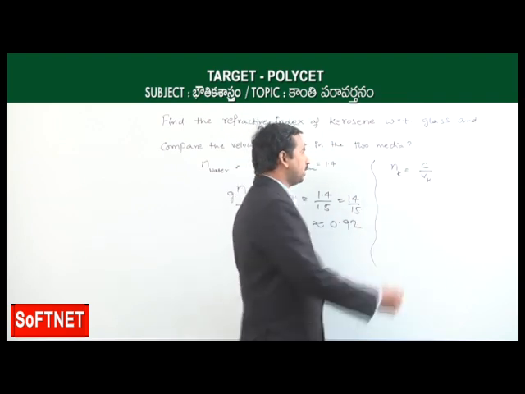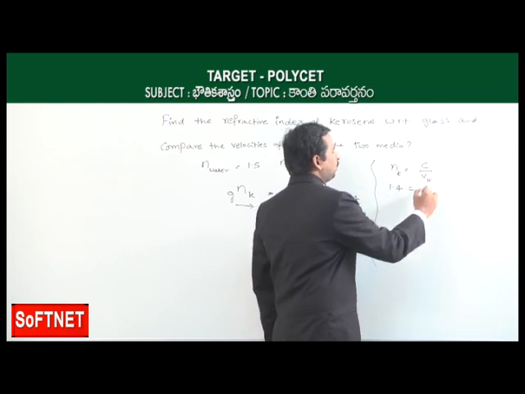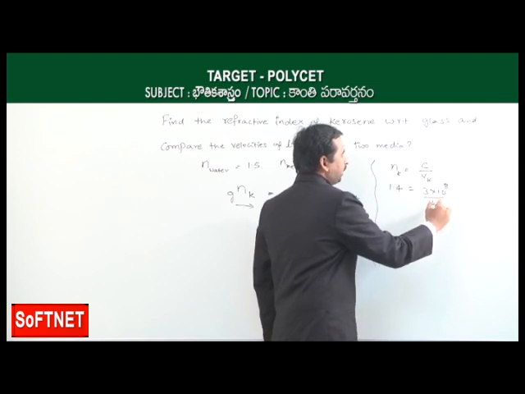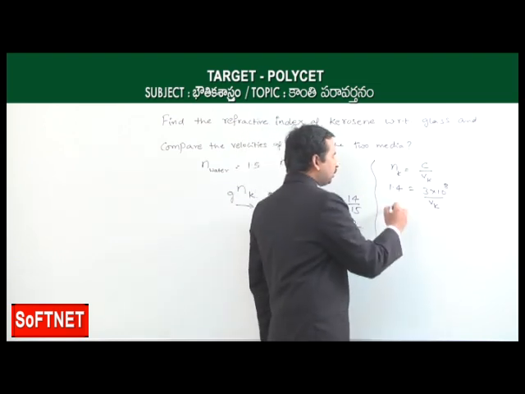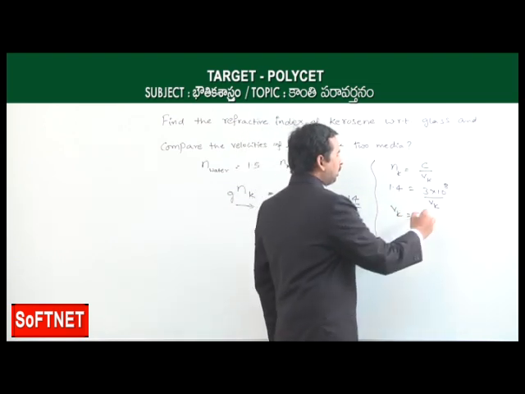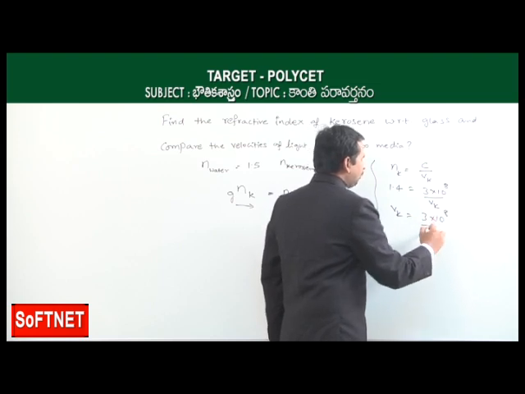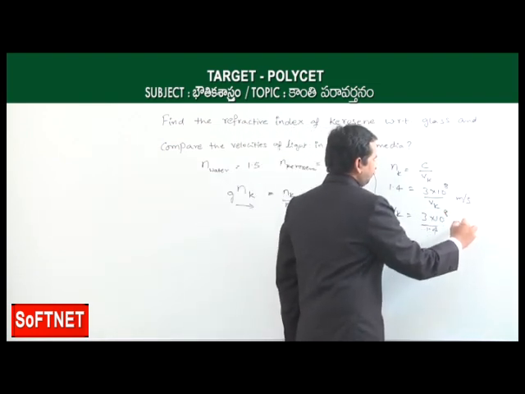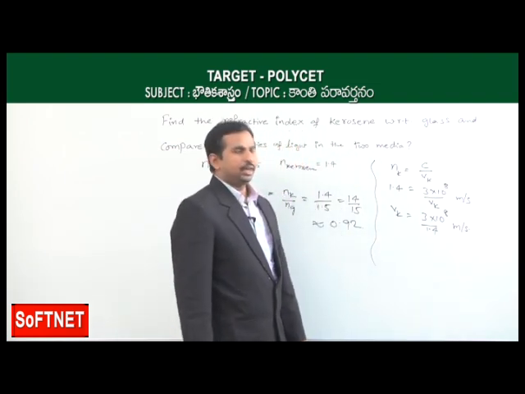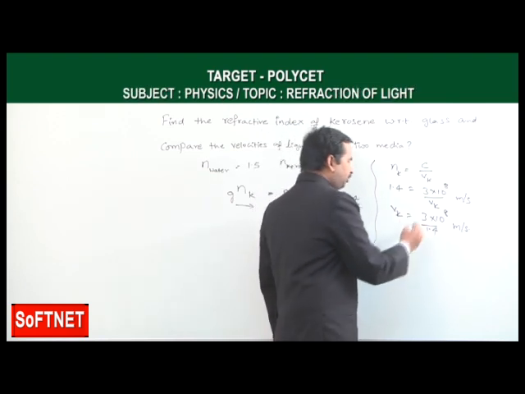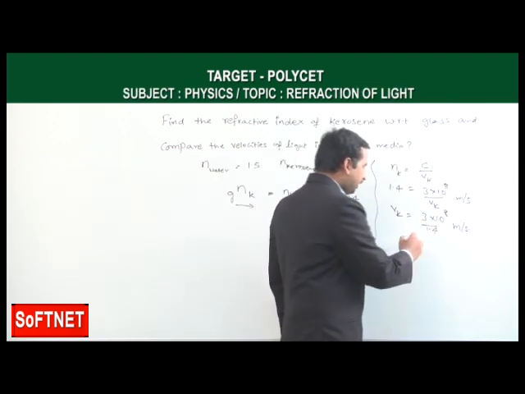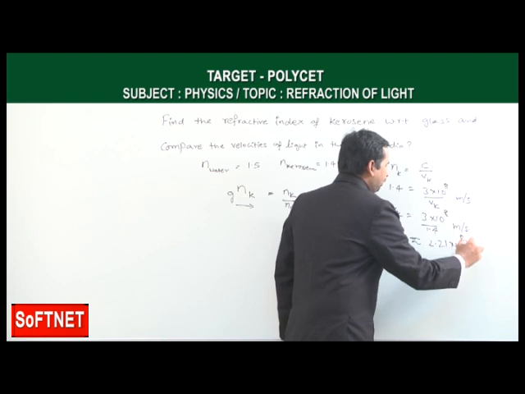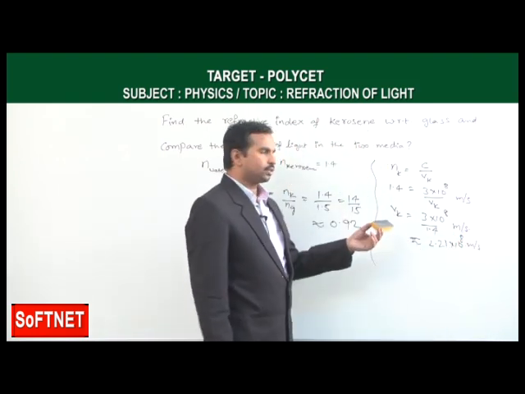As its refractive index is about 1.4, and the speed of light is 3 into 10 power 8 meter per second, then the velocity of light in kerosene is equal to 3 into 10 power 8 by 1.4 meter per second. If you take 3 by 1.4, it is approximately equal to 2.2 into 10 power 8 meter per second. This is for the case of kerosene.